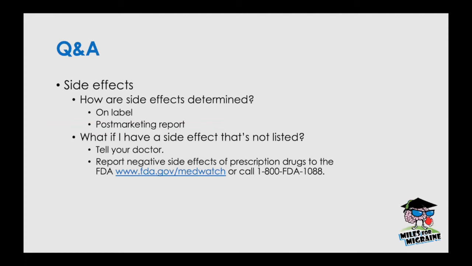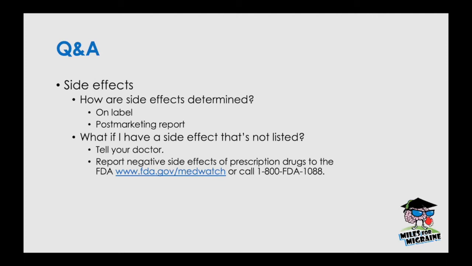Side effects. So, how are side effects determined? Basically, they are usually on the label. So, they're determined during the studies. There are different stages of a clinical trial, and that's how they determine the side effects. And then there are also post-marketing reports where if you think you are having a side effect to a medication, you can either tell your doctor or report it to FDA, and they will look into it. And that's how more and more side effects are added.